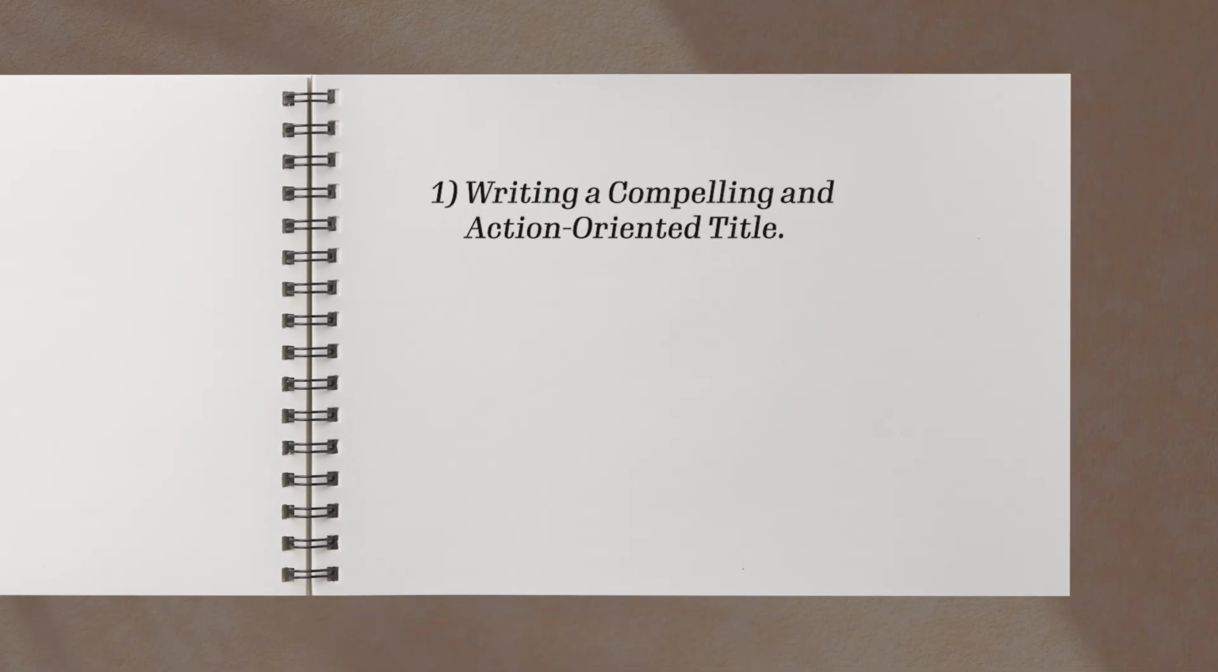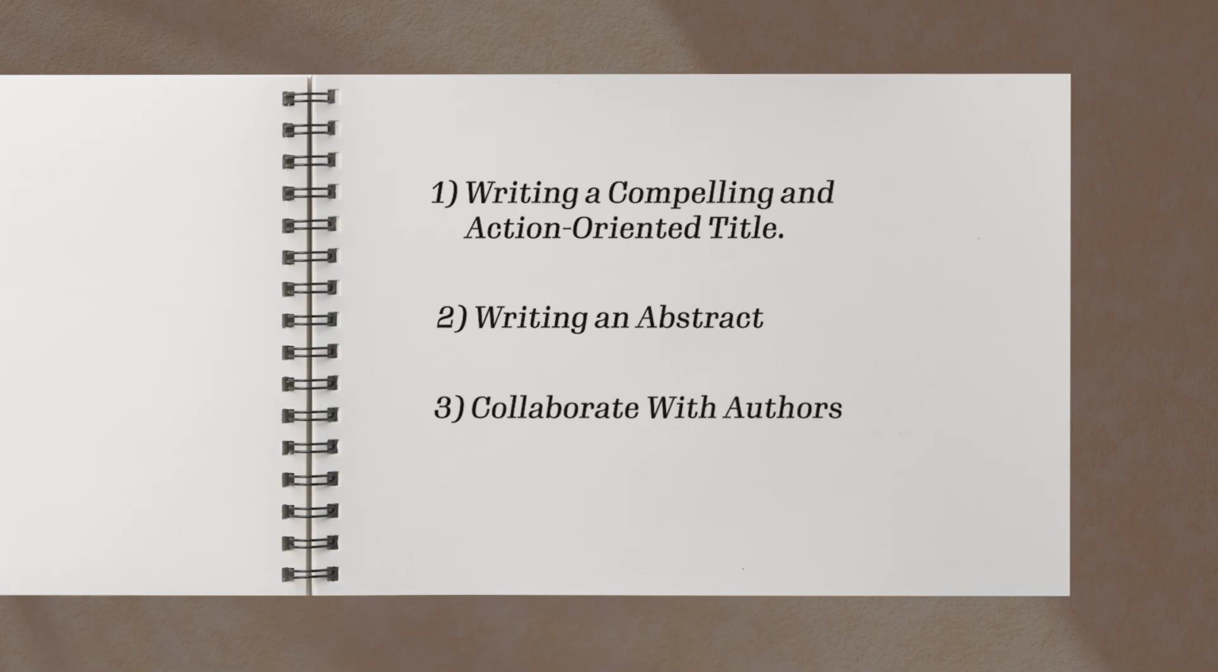So again, the three things I recommend is first, writing a compelling and action-oriented title that fits the journal. Second is writing an abstract that demonstrates that you go beyond the current state of the literature. And third is writing with authors who have published in the journal itself.